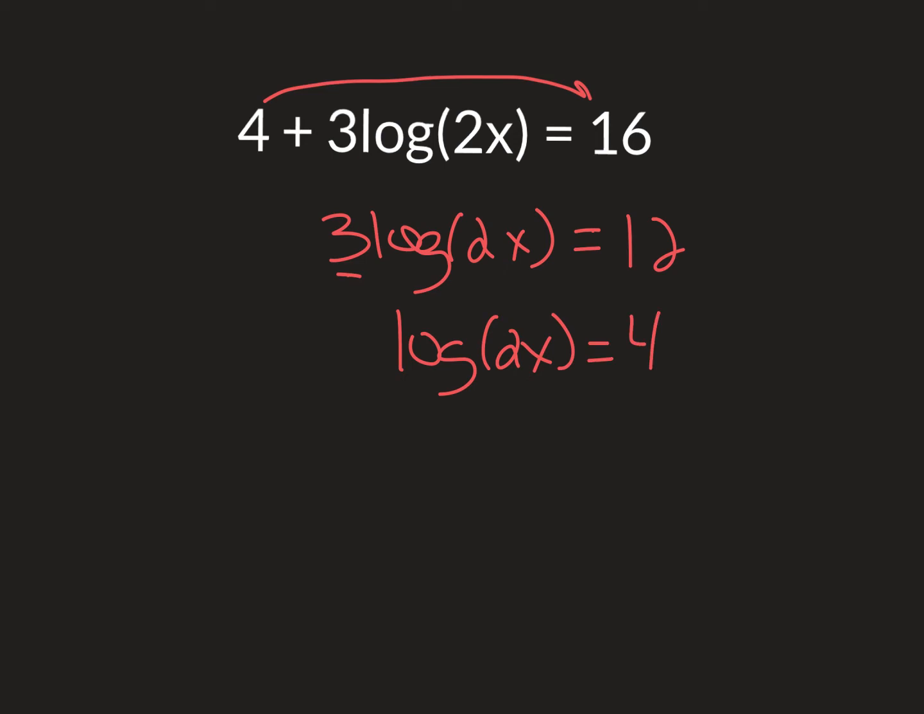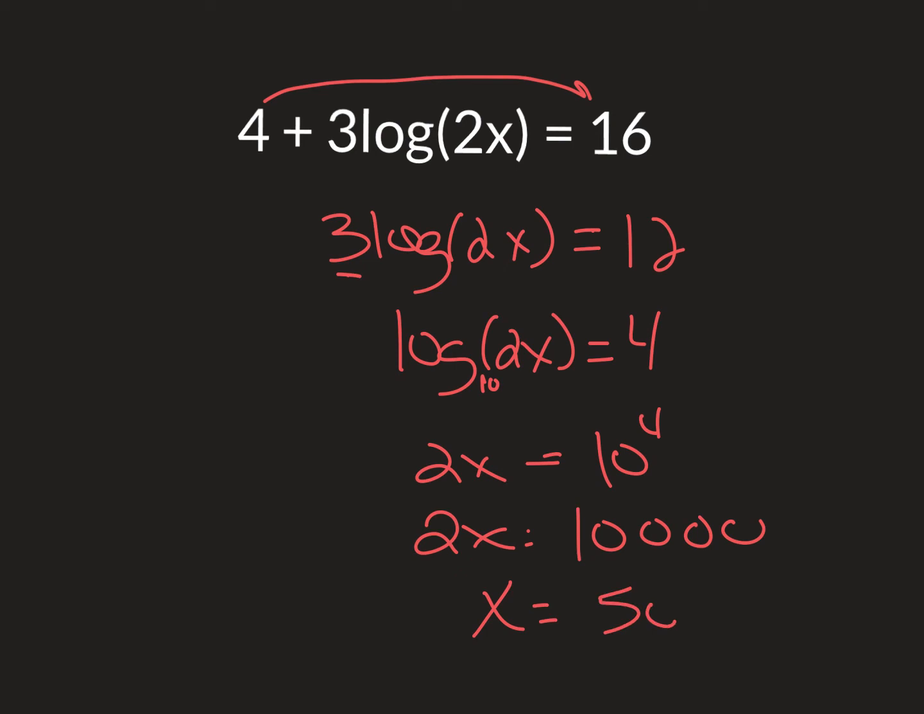Now that I have the log isolated, I'm actually going to work out the log. Remember, this is a common log because there's no base written, which means this is base 10. So that means 10 to the 4th power equals 2x. Now, 10 to the 4th power, everybody knows, is 10,000 because it's got 4 zeros. So if I divide that by 2, you get x equals 5,000. And that's it. Okay, I'm going to show you one more.